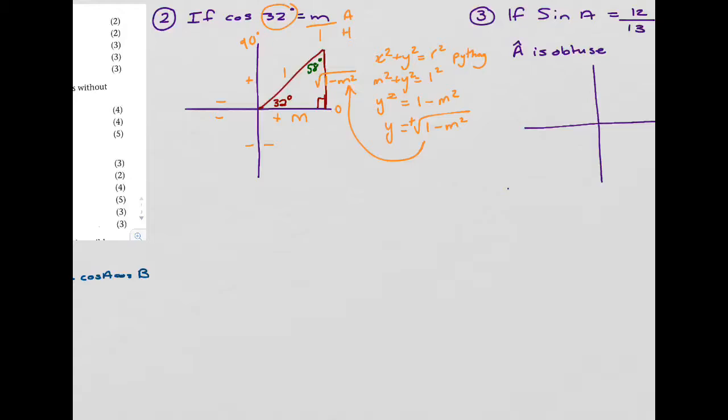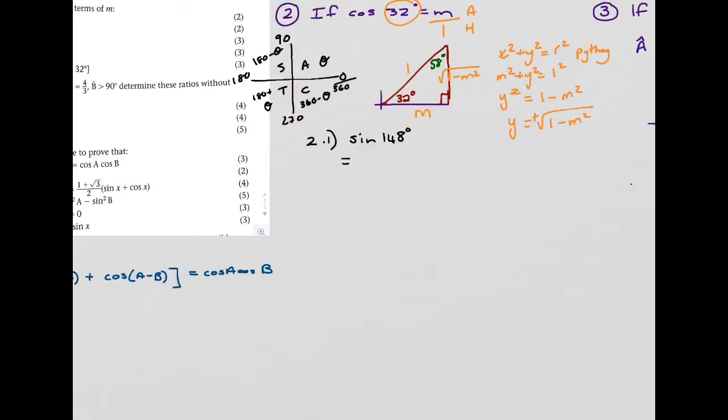So your triangle now is going to be focused on just that information. We don't need anything else except for our information with regards to the triangle that we found now. So now we go to our questions. All right, so the first question is sine 148.